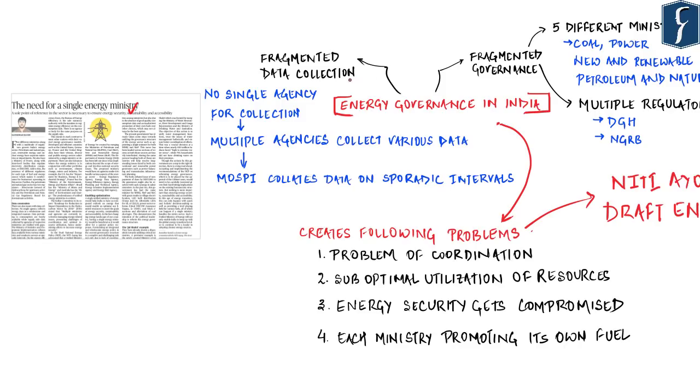Author talks about the energy governance or the sector in India and highlights two main issues with the sector. Now, the first is that the governance of this sector is extremely fragmented and the data collection system of the energy sector in India is also extremely fragmented.